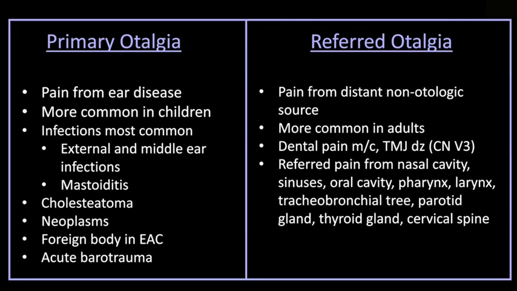complaint. So in conclusion, primary otalgia is pain from ear disease, most commonly seen in children and most commonly secondary to acute infections. Chronic causes include cholesteatoma as well as neoplasms. Referred otalgia or secondary otalgia is ear pain from a source distant from the ear. This is more commonly seen in adults, with dental disease being the most common cause, followed by TMJ disease. And it can also be due to pathology of all of those structures innervated by the 4 cranial nerves and the 2 cervical nerves innervating the ear.